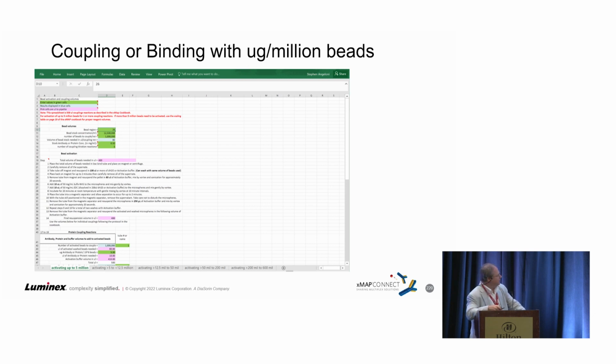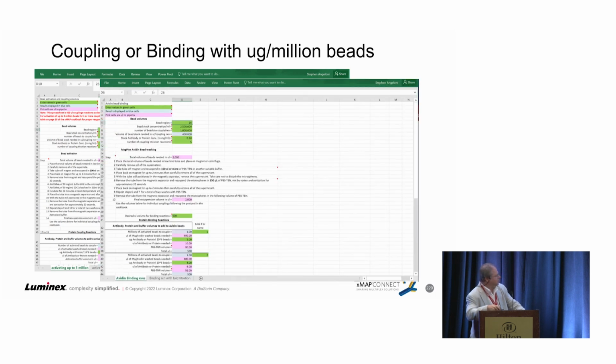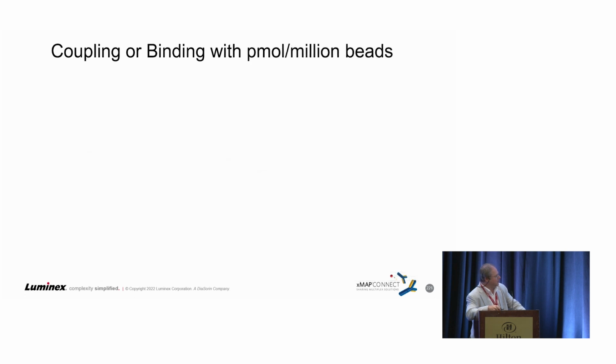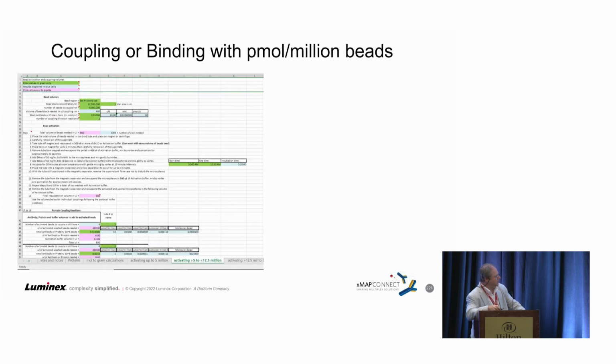So this is the one for doing the microgram coupling. And then this is one for doing the avidin binding at micrograms per million beads. And then if you want to do the molar coupling, there's this one here for doing the molar coupling.